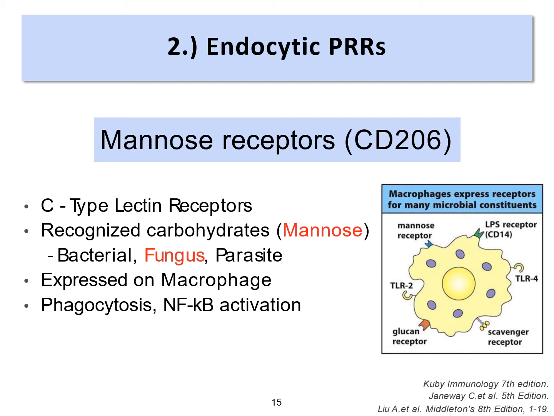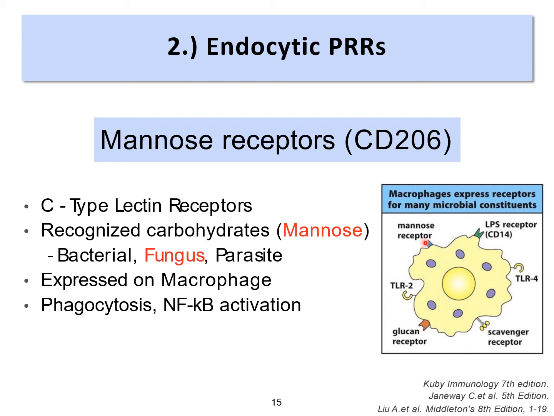And the next type, after the secreted PRRs we have seen till now, are the endocytic PRRs. In endocytic we have mannose receptors. These are C-type lectin receptors which recognize carbohydrates like mannose, which are present on bacteria, fungi, and parasites. These receptors are expressed on macrophages, and the final killing is by phagocytosis and NF-kB activation.